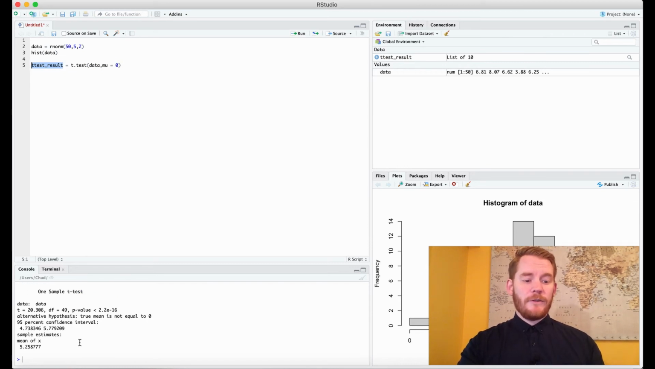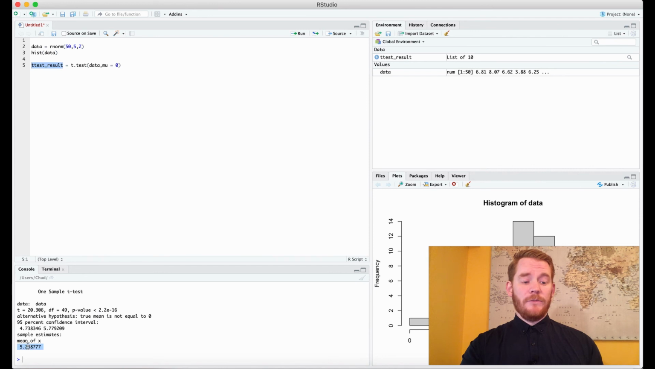So our results come out down here. First couple things we'll notice is our degrees of freedom is 49, which makes sense because we have 50 people, and degrees of freedom with the one sample is n minus 1, so 49. We see our t-value here, which is 20.306, and we see our p-value here is very small. So yes, they are statistically significantly different from 0.